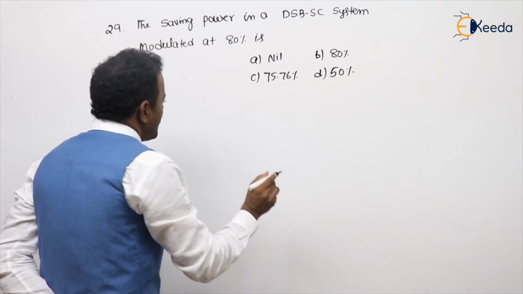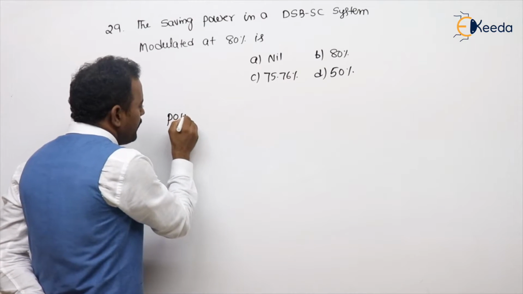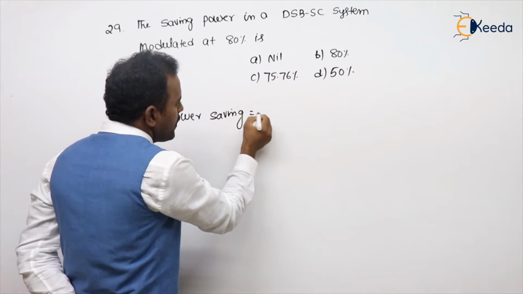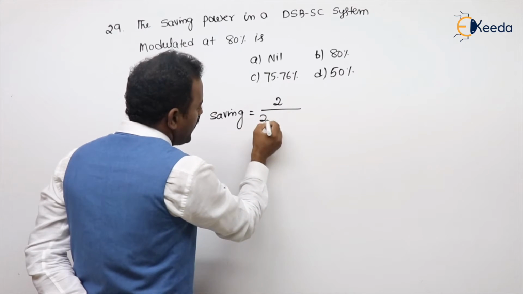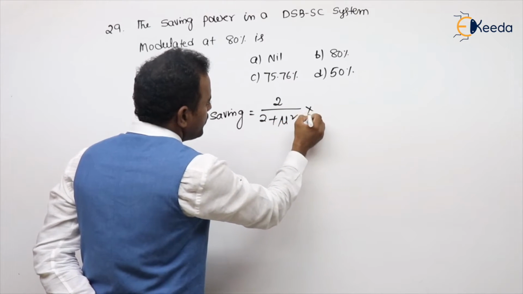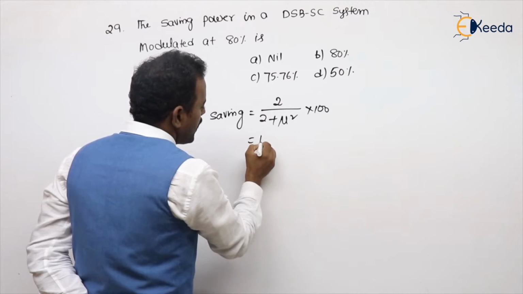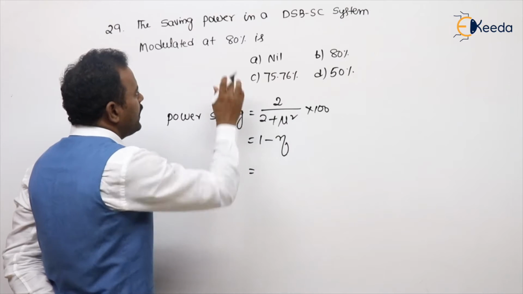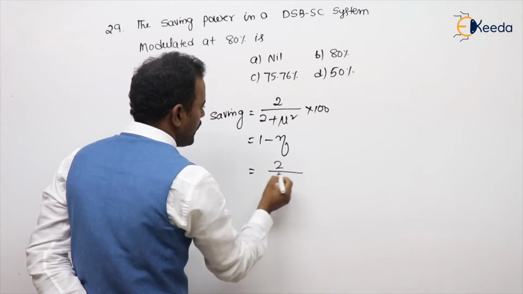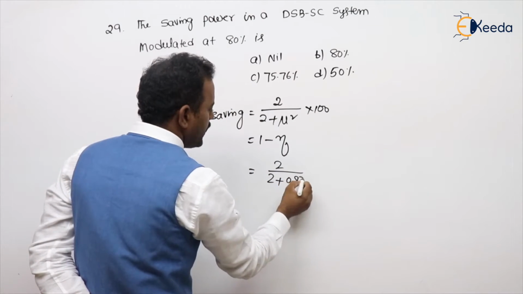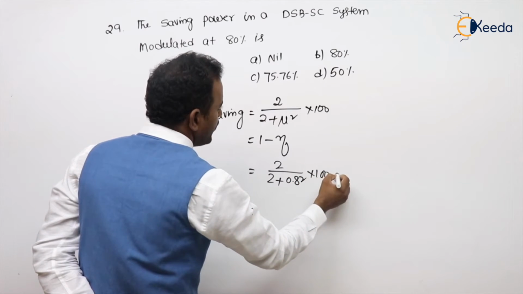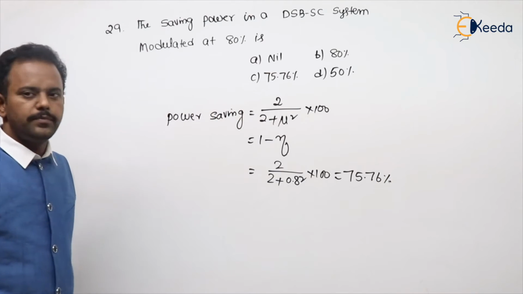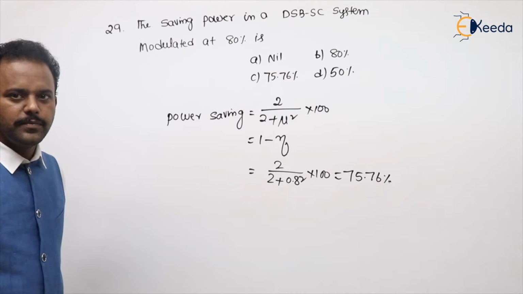What is the formula, sir? Directly I have given the formula. So power saving percentage, what I told, is 2 by 2 plus mu square into 100, or you can also write 1 minus eta, also I have written. So what is the mu value given? 80% means 0.8. So 2 by 2 plus 0.8 whole square into 100. Then it will be 75.76%.